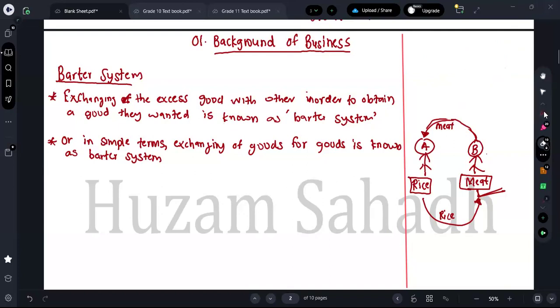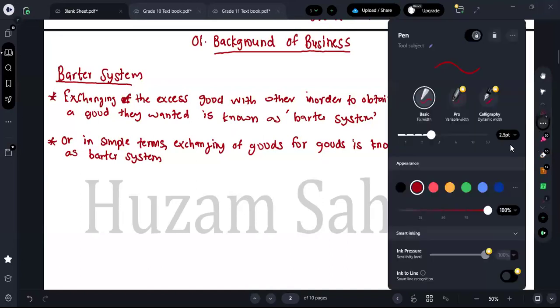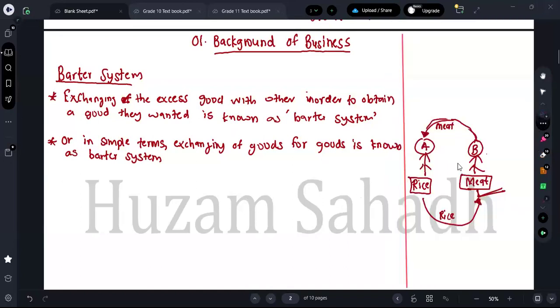So the barter system is done. Now see this part carefully. Let me take a different color pen for you all to understand it perfectly. Let's assume A has rice and B has meat. Just understand the story, guys, then it will be easy for you to understand.